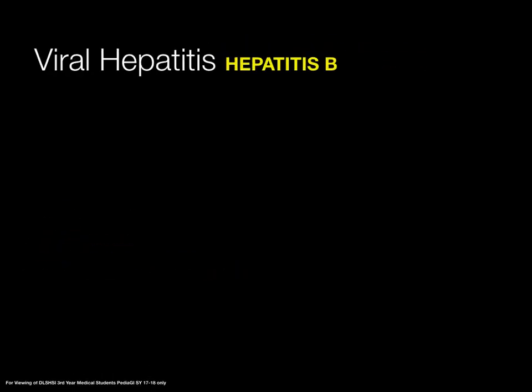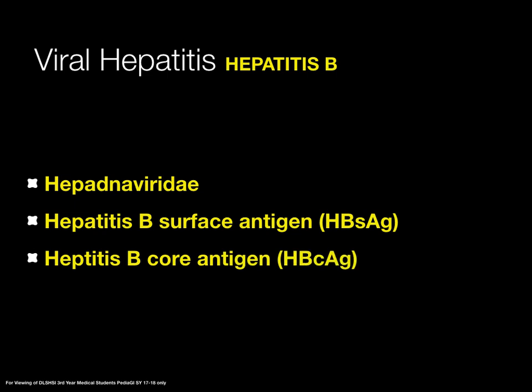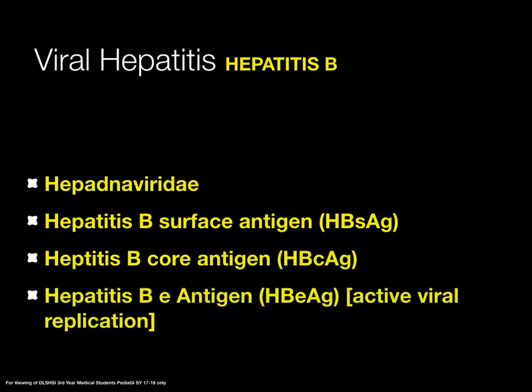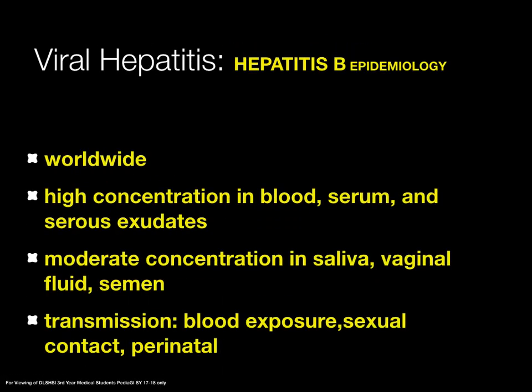Now we go to hepatitis B. It is caused by Hepadnaviridae, with different markers. Hepatitis B infection occurs worldwide, with high concentration in blood, serum, and serous exudates, and moderate concentration in saliva, vaginal fluid, and semen. Transmission is through blood exposure, sexual contact, or perinatal.